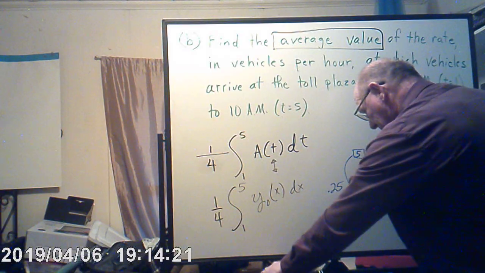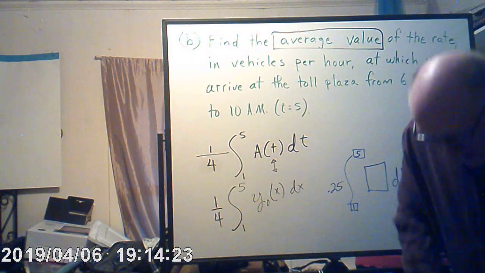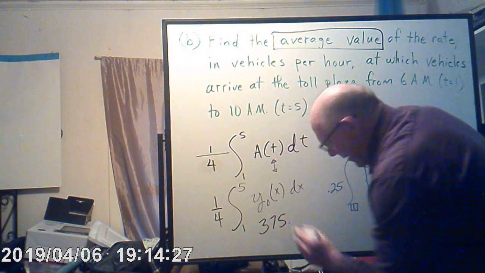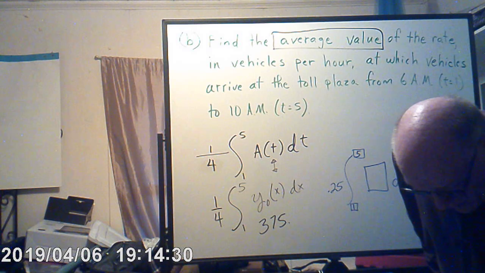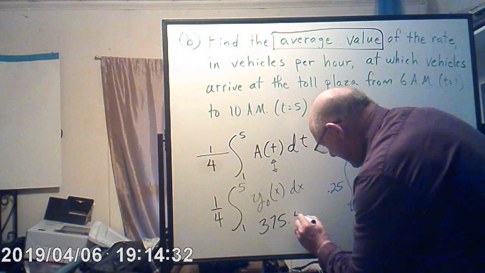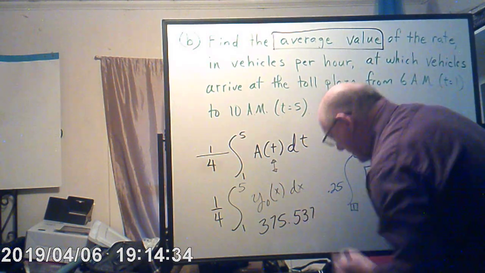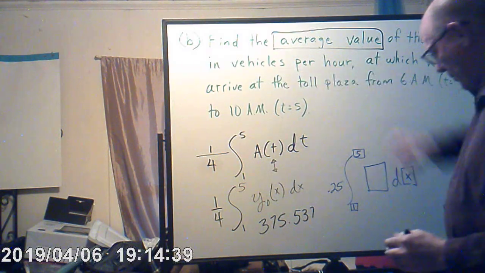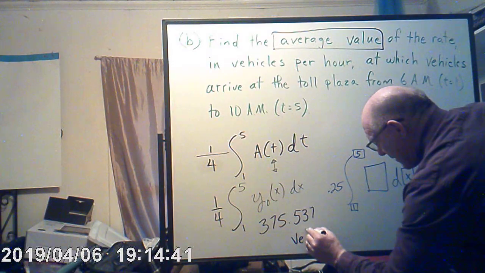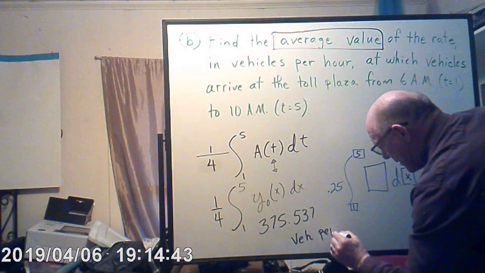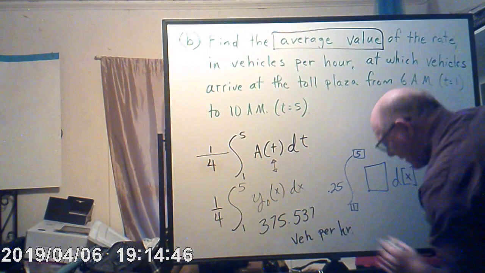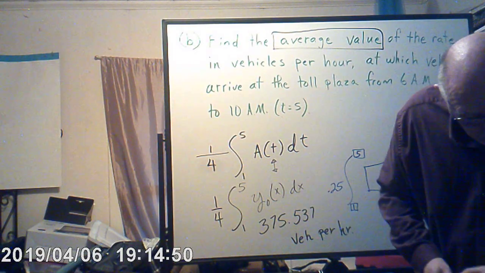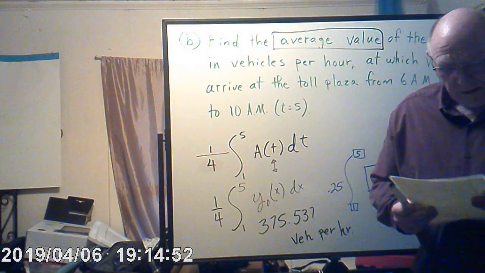Let's see here. My answer is showing 375.537. Now we want to put it in vehicles per hour, like that. And let's see, does it say to the nearest whole number?